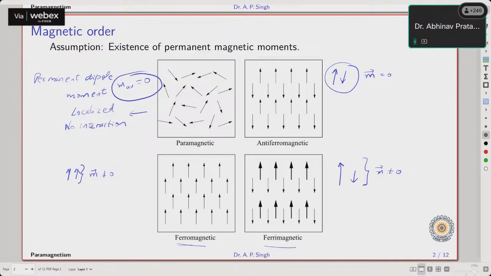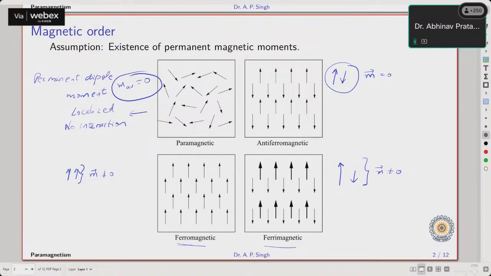But the net dipole moment in this case will be zero, and in this case also you will find that if I find the average value of the dipole moment, that will turn out to be zero. Why will they turn out to be zero? Because if there is no magnetic field applied to it, then all of them are pointing in random directions. So if you take an average of them, then their dipole moment will turn out to be zero. So that is the difference between paramagnetic, antiferromagnetic, ferromagnetic, and ferrimagnetic materials. And what we will, as I said, discuss here is paramagnetic materials.